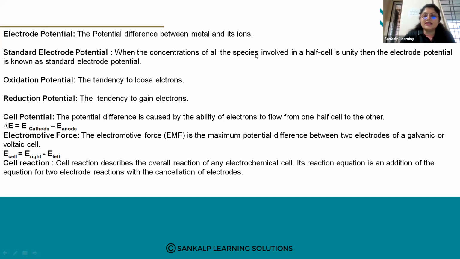Now what is cell potential? Cell potential is the potential difference caused by the ability of electrons to flow from one cell to another. That is, delta E is equal to E cathode minus E anode. What is electromotive force? Electromotive force is the maximum potential difference between two electrodes of a galvanic or voltaic cell. How do you calculate EMF? EMF is equal to E cathode minus E anode. Just now we have seen, right? So E cell is equal to E right minus E left, that is, E cathode on the right side minus E anode on the left-hand side.